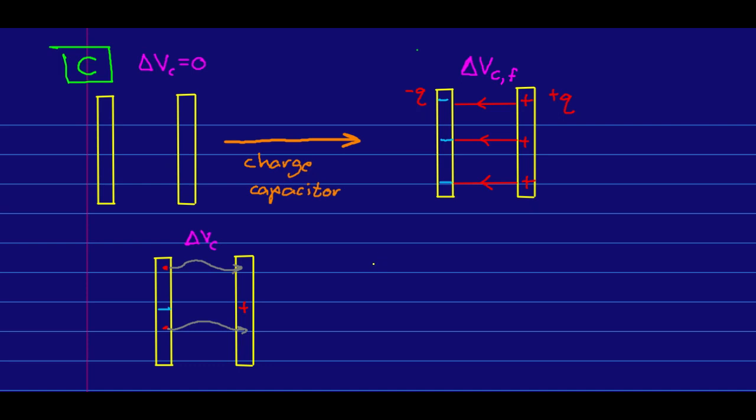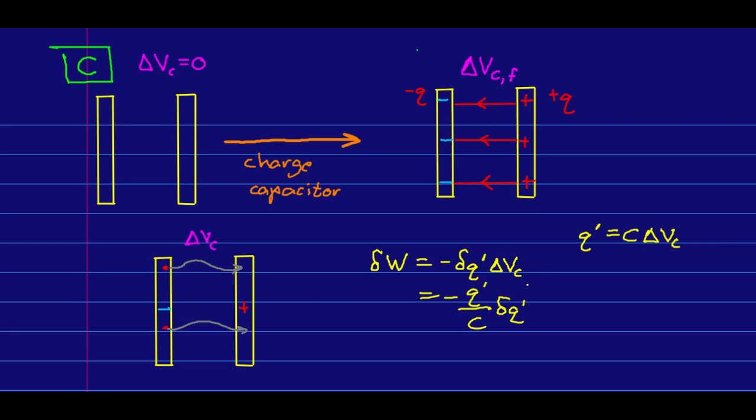So let's talk about the little amount of work done to carry a little amount of charge, which I'll call delta Q prime. And that we know by definition is negative delta Q prime times the potential difference at that moment. And note that the charge at that moment, Q prime, we know is C delta V. And so this delta Vc can be replaced with Q prime over C.